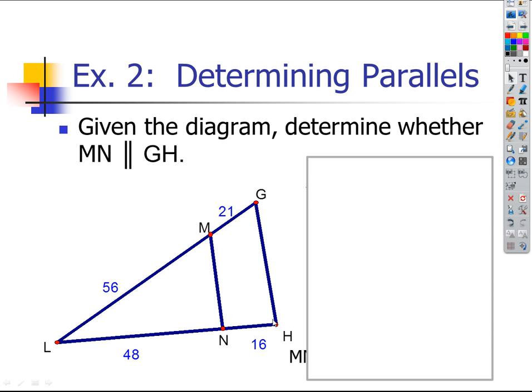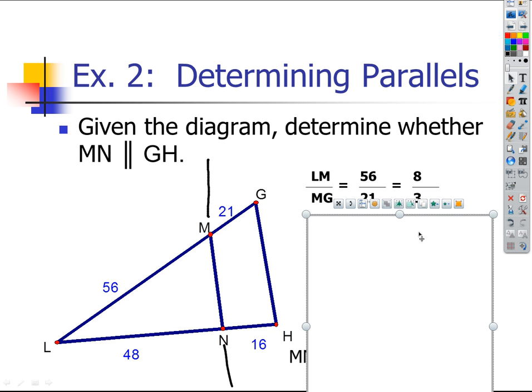What do you think? Somebody raise your hand. Somebody help me out. What could we do? What do you think? Blake? Make sure they're proportional. Okay, good. So we got to make sure if this segment right here, this line MN that's cut through the triangle, has cut it up proportionally, then we know that the lines are parallel. So we'll just check and see if they are proportional, right? So is 56 over 21 equal to 48 over 16?